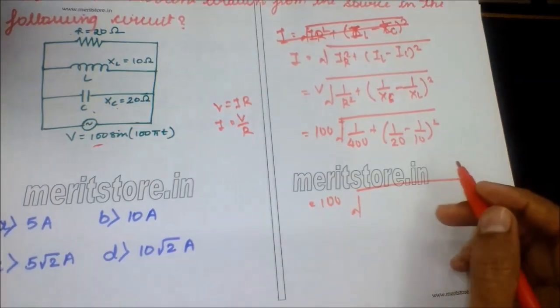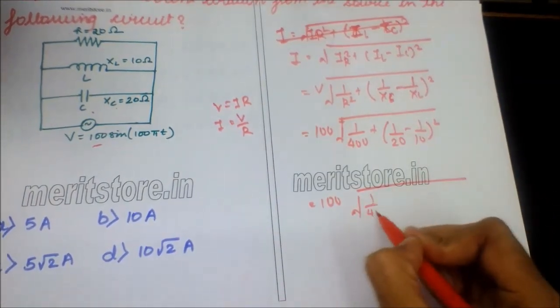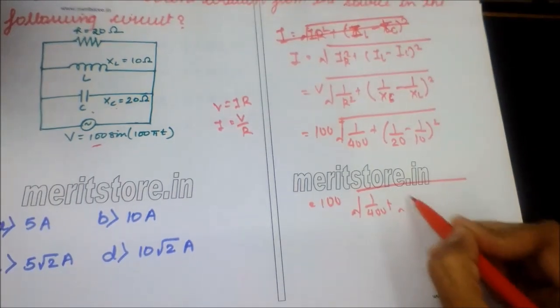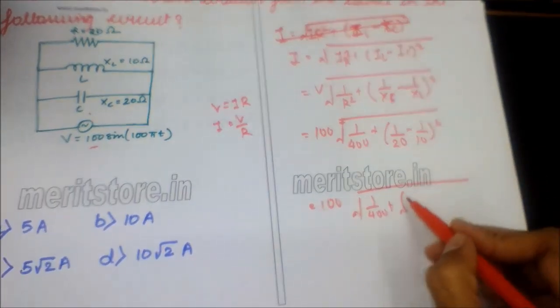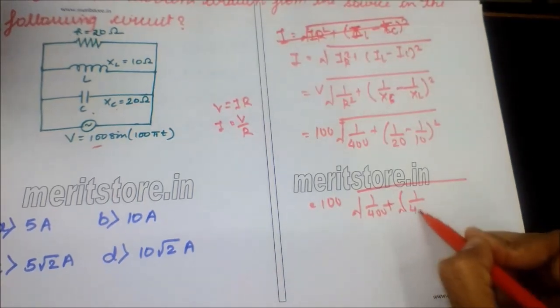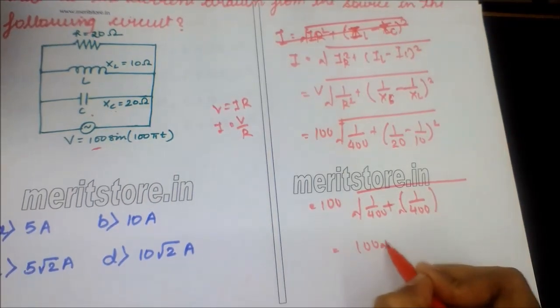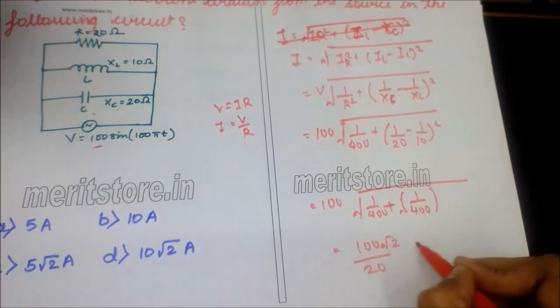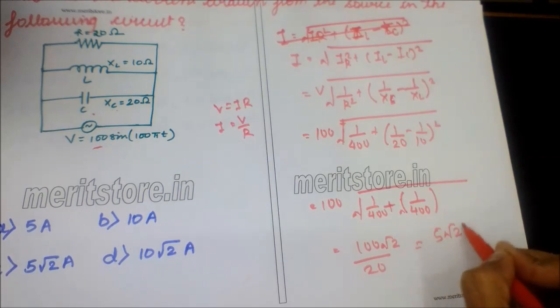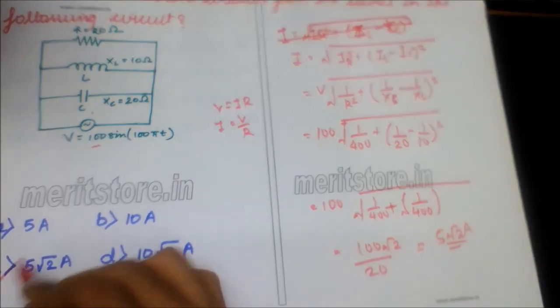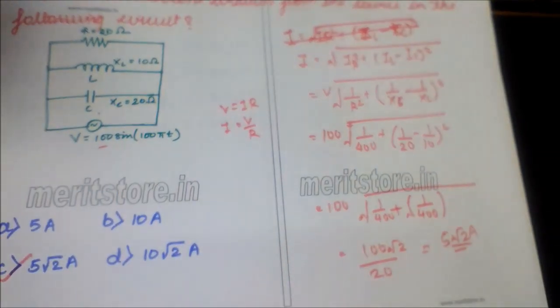On squaring this, it gives you 1 upon 400 plus the entire thing, which again comes out to be 1 upon 400. On solving this we get 100 root 2 upon 20, that is 5 root 2 amps of current. So option C, 5 root 2 amps, is the correct option.